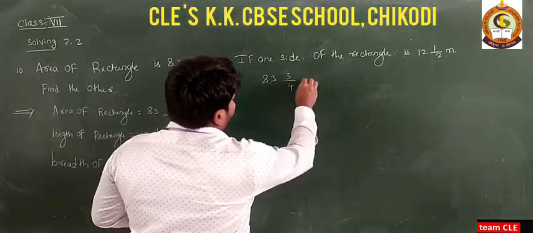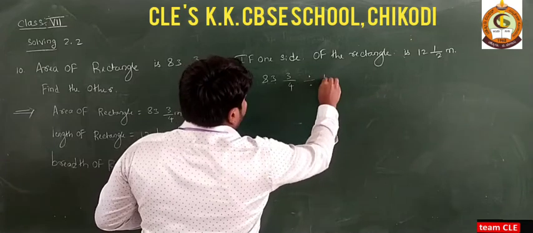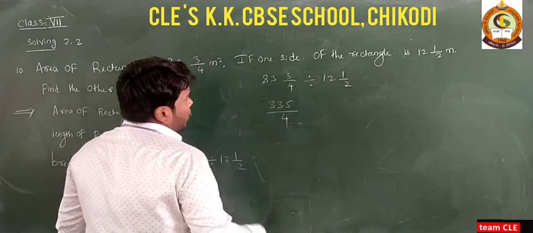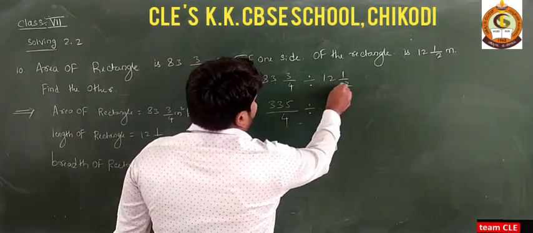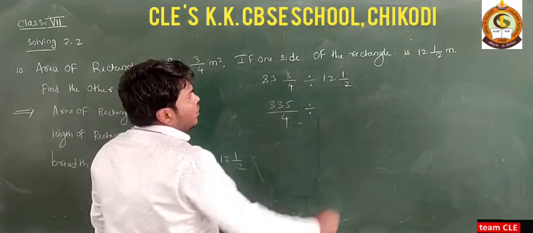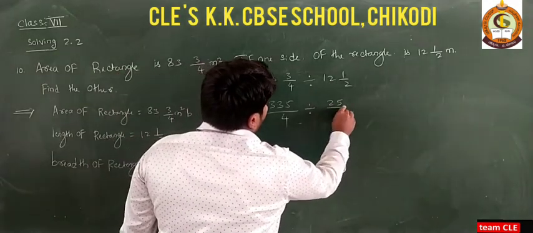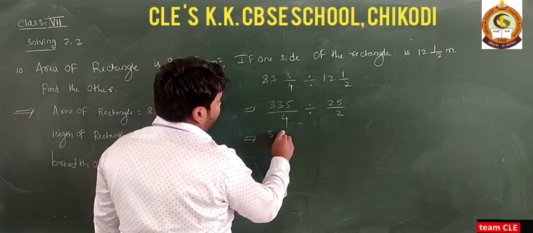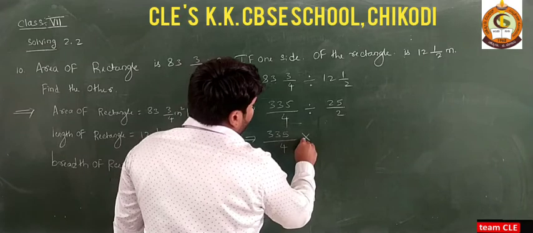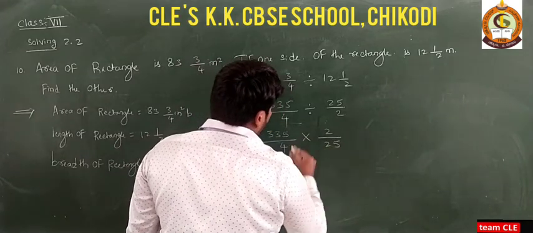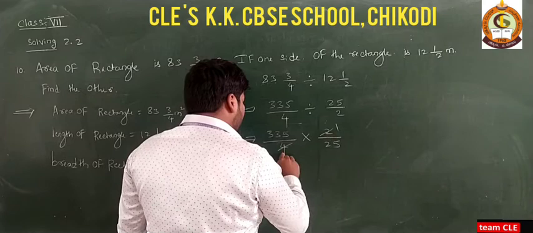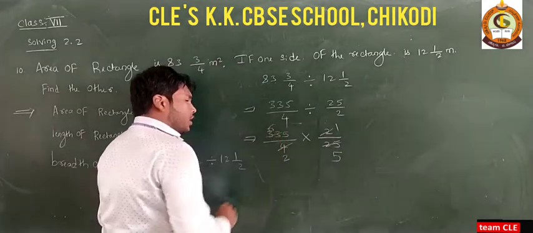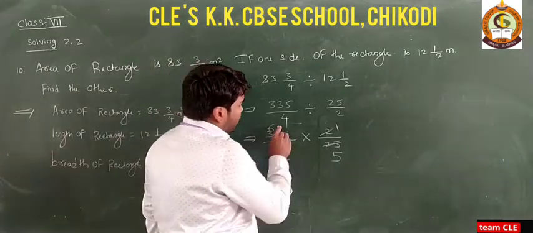Okay, so this is divided by 12 1/2, which is 25 by 2, since 12 2s are 24, 24 plus 1 is 25 by 2. Now you have to take the reciprocal, that is 335 divided by 4 into 2 divided by 25. 2 2s are 4, and 5 5s are 25, 5 6s are 30, 5 7s are 35.